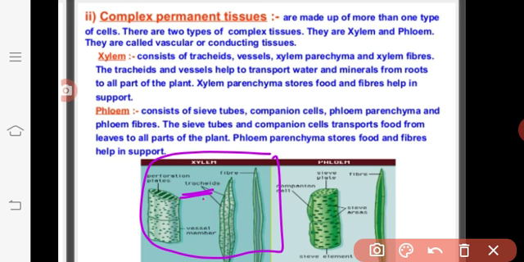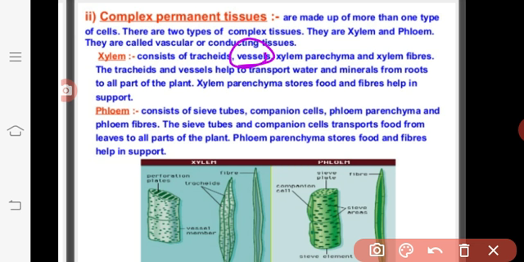First is tracheids. These are long, tubular, dead cells with lignified walls and wide lumen. Tracheids show various types of thickenings for mechanical strength. The unthickened areas help in the movement of water from one tracheid to another. Now the next, second point, is vessel.